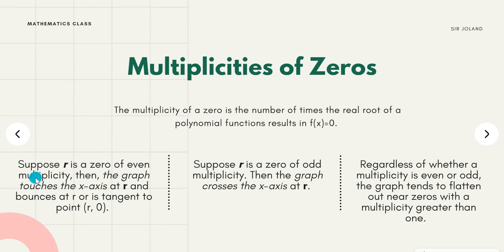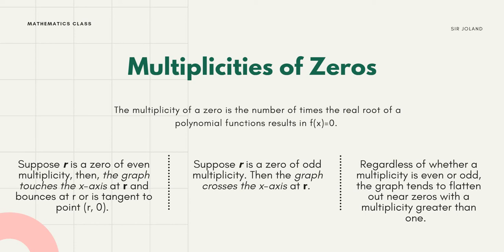Okay, so first, here, suppose R is a zero of even multiplicity. Then, the graph touches the x-axis at R and bounces at R or is tangent to point R. So, here, yung R natin is the root, no? If this is a zero of even multiplicity, ibig sabihin, pag even, so 2, 4, 6, 8, 10. So, yun yung beses na naulit yung root or yung zero.